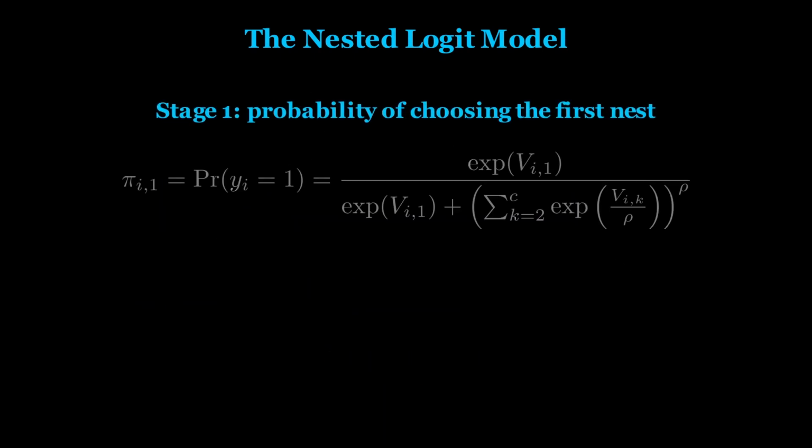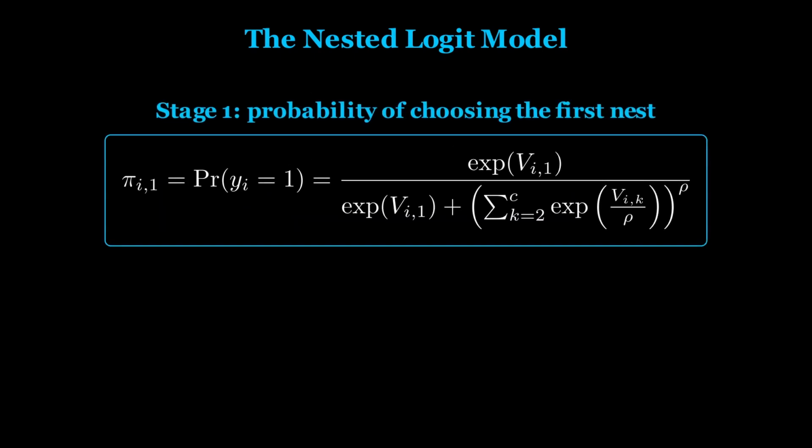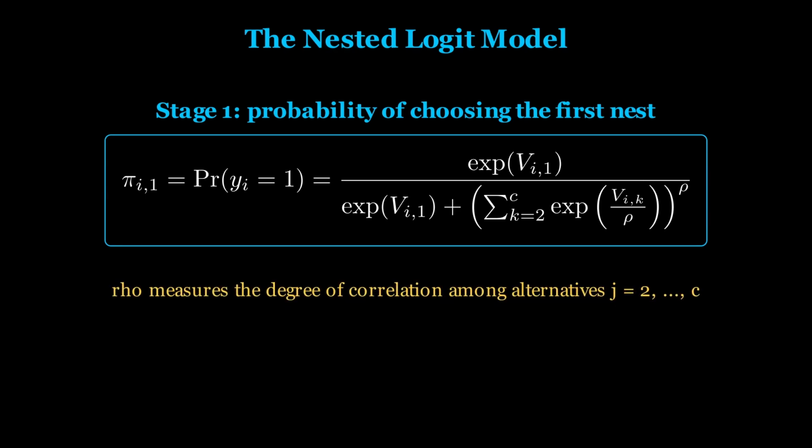For simplicity, take the first alternative as its own nest. The probability of choosing it is the exponential of V_i1 divided by that same term plus a sum of exponentiated utilities of the other alternatives, adjusted by a parameter rho. That parameter rho measures the degree of correlation among the remaining alternatives, j equals 2 through c. Notice it appears twice, dividing each utility inside the sum and raising the whole sum to a power.